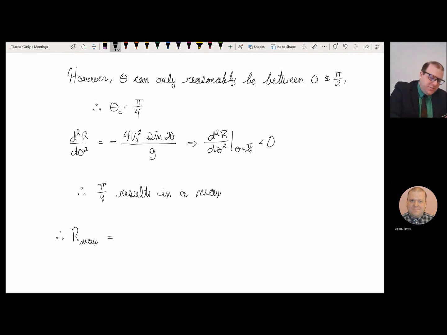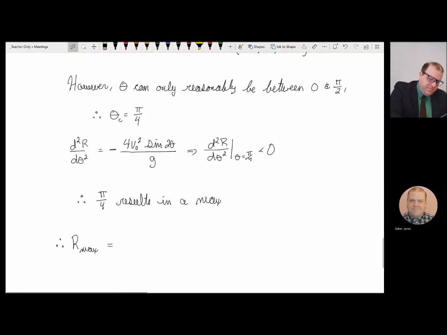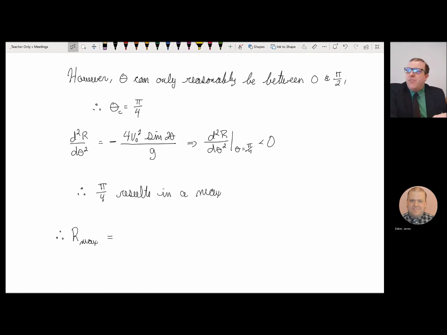So maximum range, we said range was what? v naught squared sine of 2 theta over g. Maximum range is just v naught squared over g.